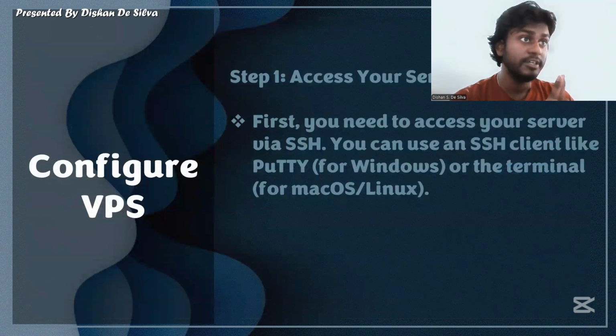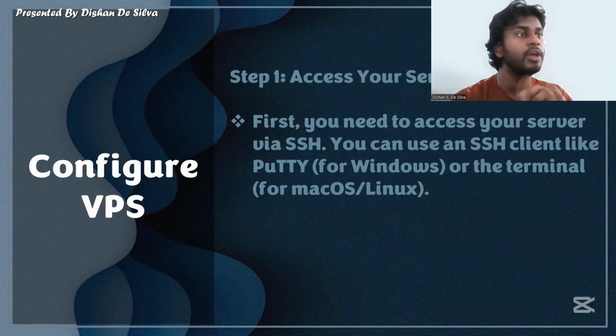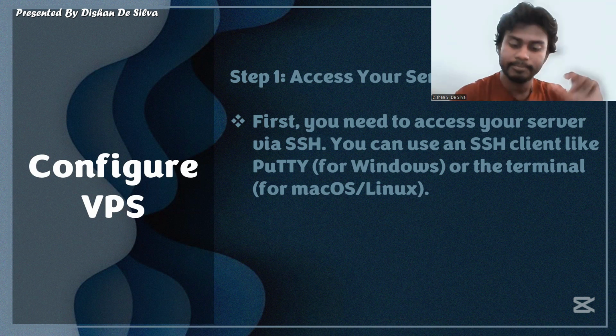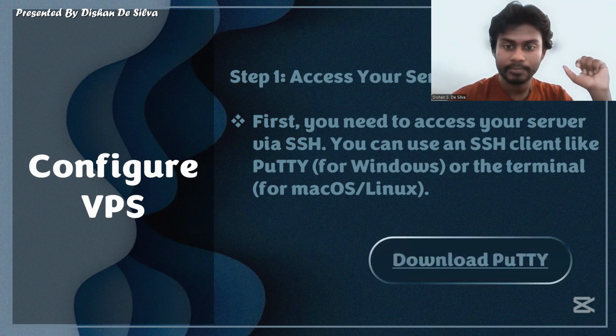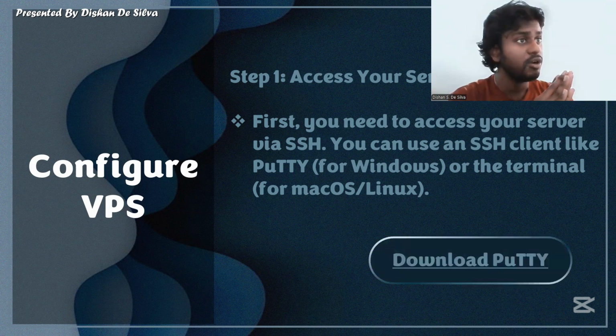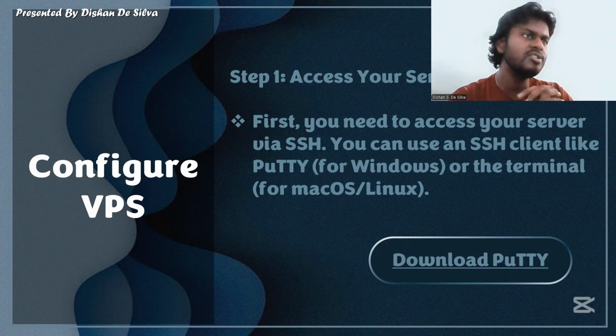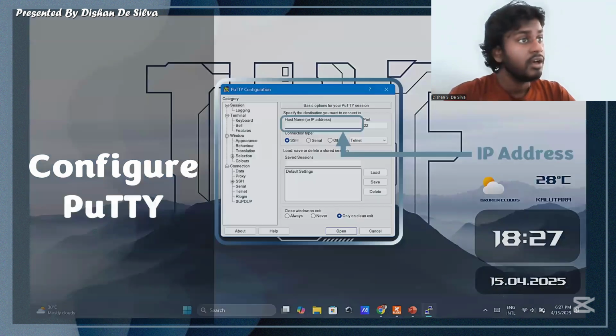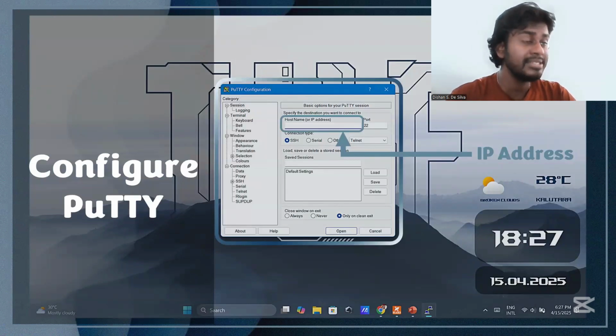To connect to our VPS, we use SSH, which means secure shell. On Windows, we can download and use PuTTY. On macOS or Linux, just open your terminal. After the downloading, open PuTTY and enter your VPS IP, port as 22 and connection type as SSH. Then click Open.